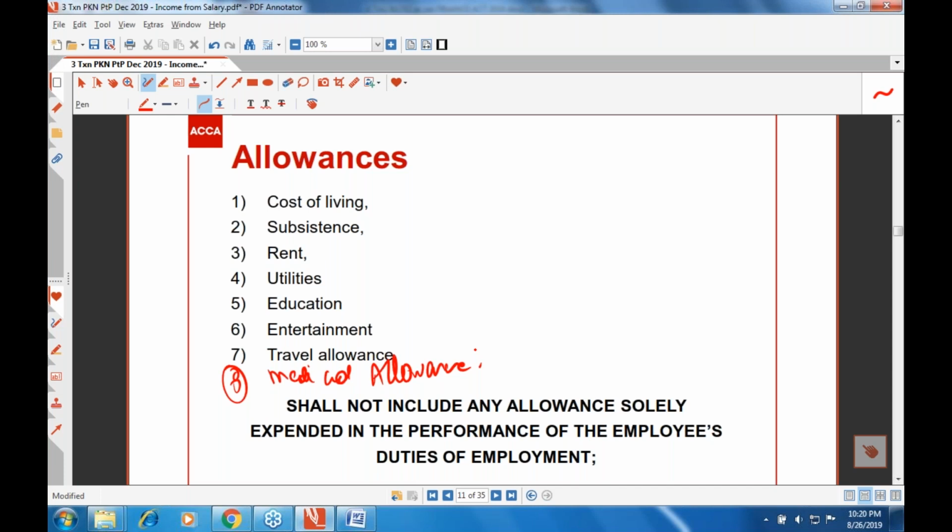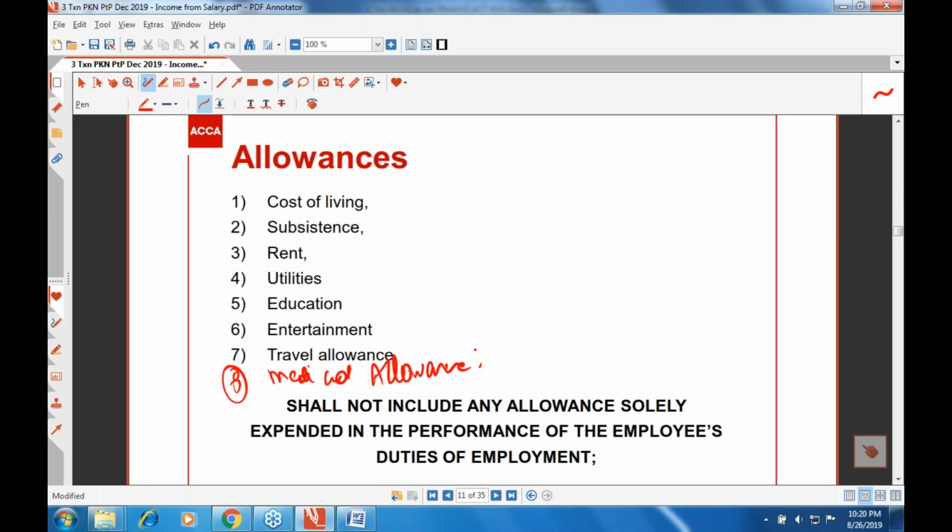So when we talk about allowances, I was discussing that salary taxation has become very simple nowadays. It used to be very complex. The companies used to split the employee's salary under various heads to reduce the impact of taxation. Like the salary used to be split into basic salary, cost of living allowance, medical allowance, house rent allowance, entertainment, travel and conveyance, etc.